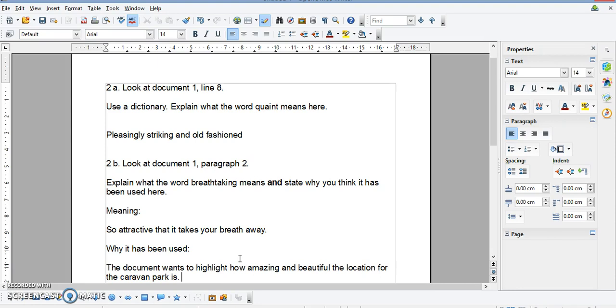Essentially, what you want to be doing is explaining why that particular word has been used. And you're going to want to think about the purpose of the text. You're going to want to think about what the writer wants you to do as a result of reading this. Now, the writer of this document wants me to go on this caravan holiday. So the words and phrases they use are going to be trying to sell me this caravan holiday, really.